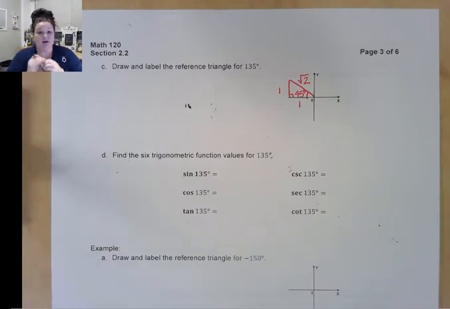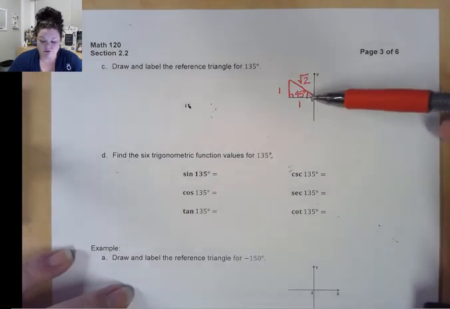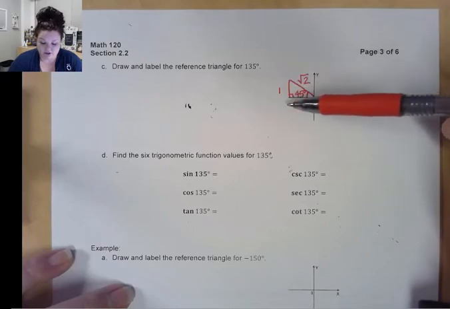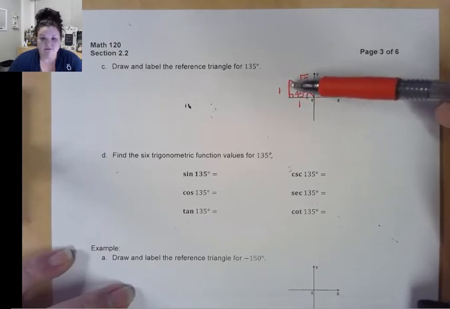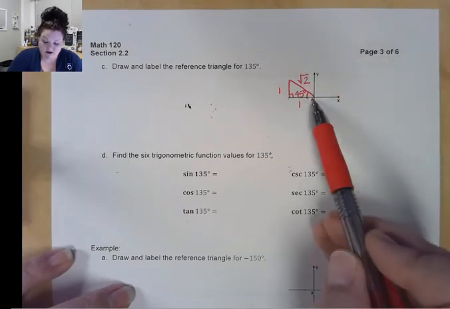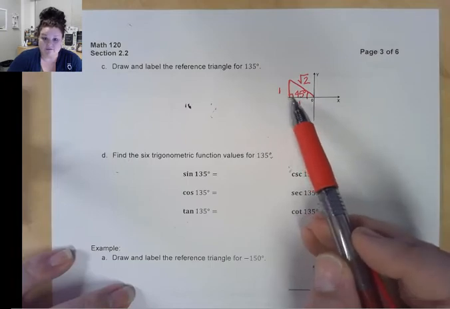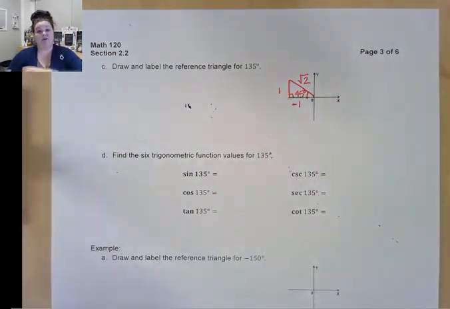Okay, now the only other thing we have to take into account is what quadrant it's in. Okay, so notice we're over here in quadrant 2. So in quadrant 2, we know that our hypotenuse is always positive no matter what. In quadrant 2, our y value is positive, right? But we know that our x's over here in quadrant 2 are negative. So I'm going to go ahead and change this to a -1 because I know my reference triangle is in quadrant 2.